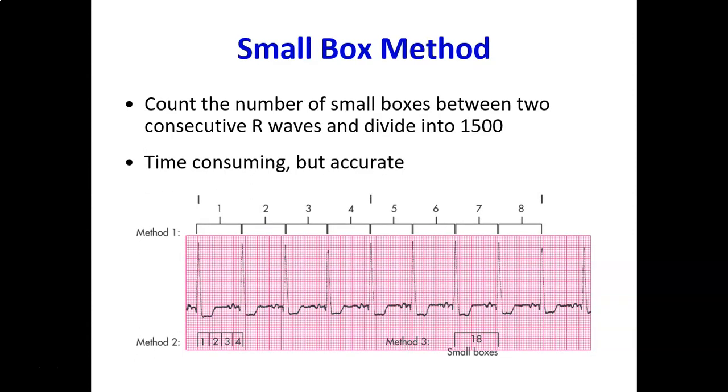There is another method, the small box method. Here you have to count the number of small boxes between two consecutive R waves and divide into 1500. So you count how many small boxes there are between this R wave and this R wave. These are 18 small boxes. 1500 divided by 18, again it will be approximately 70 heart rate.